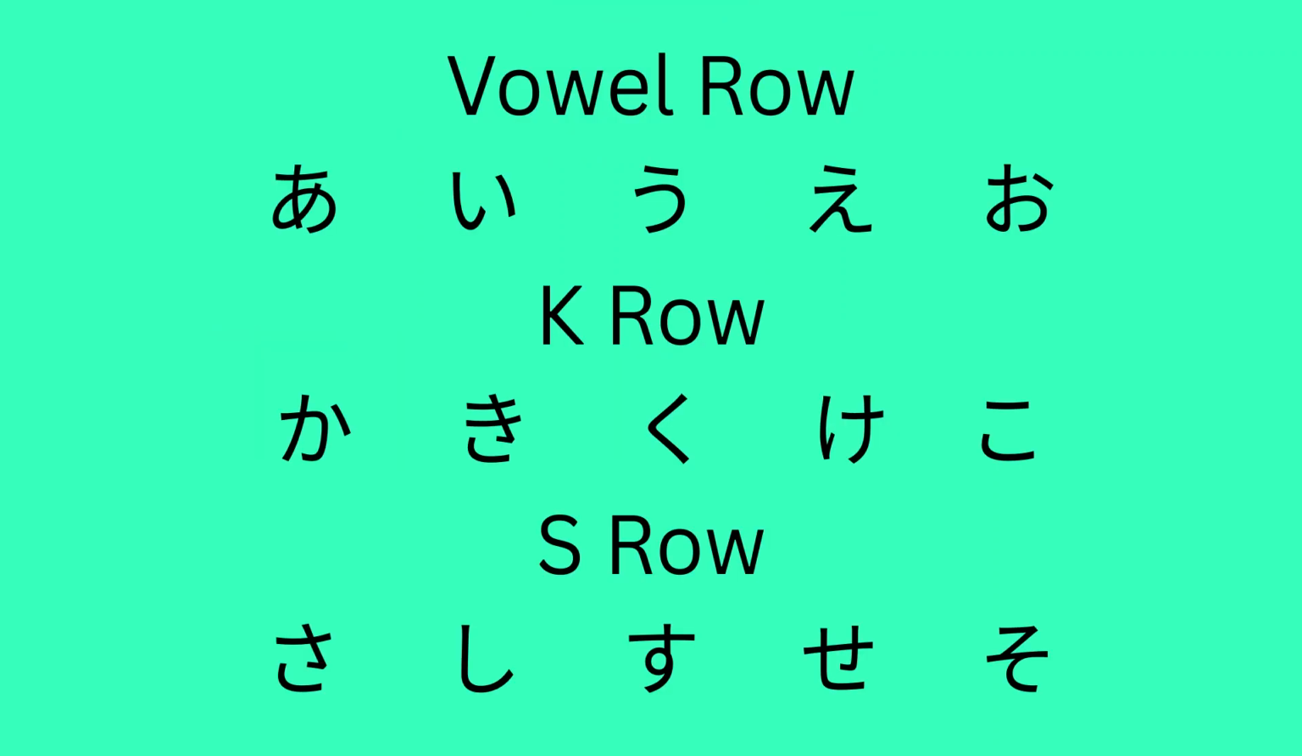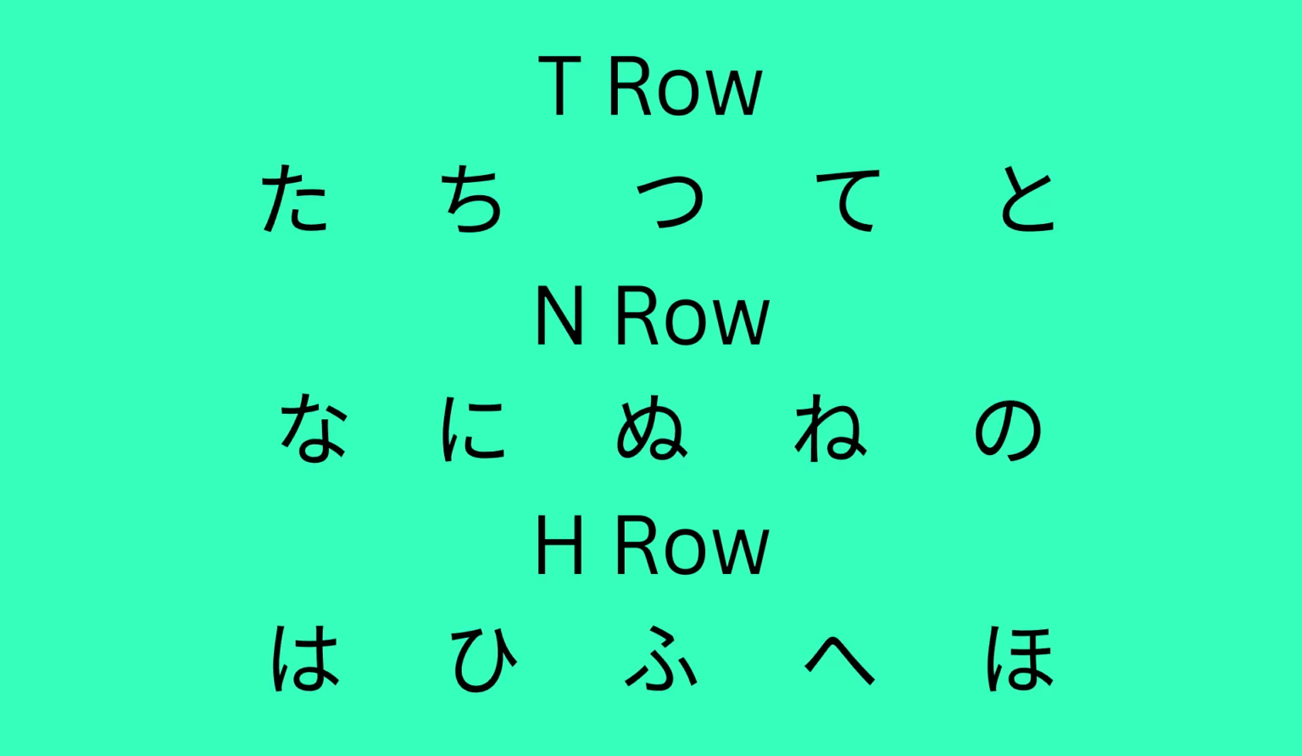Let's recap what we did in the last lessons. First we did the vowel row A, I, U, E, O. Then we did the K row Ka, Ki, Ku, Ke, Ko. Then we did the S row Sa, Shi, Su, Se, So. Then we did the T row Ta, Chi, Tsu, Te, To. And then the N row Na, Ni, Nu, Ne, No. And last we did the H row Ha, Hi, Fu, He, Ho.